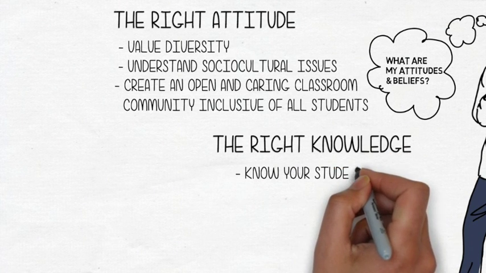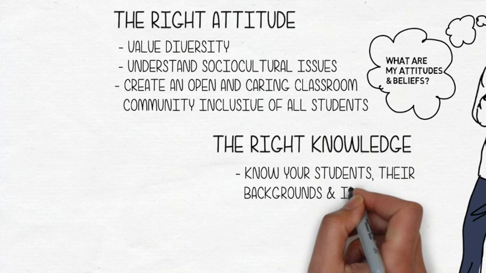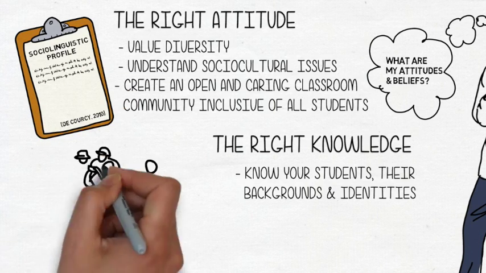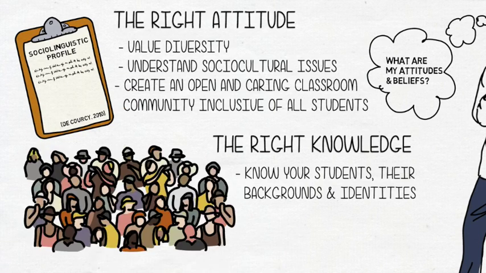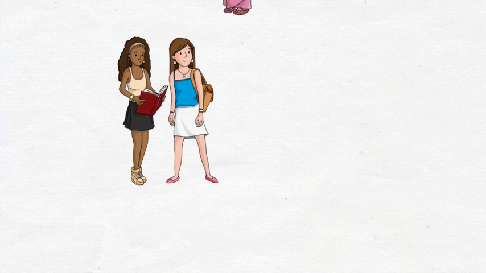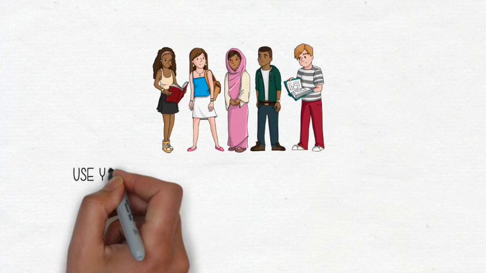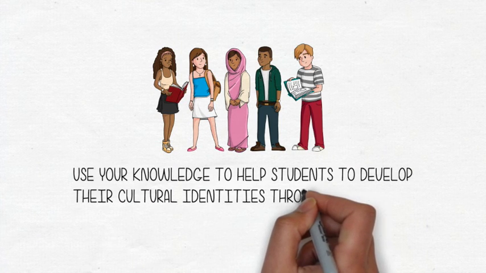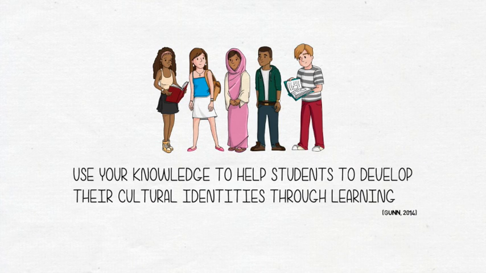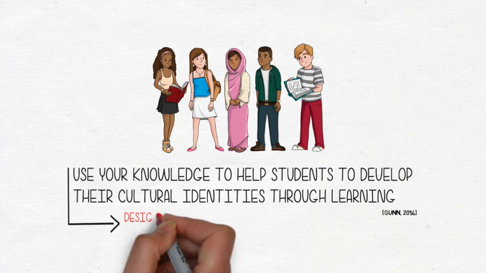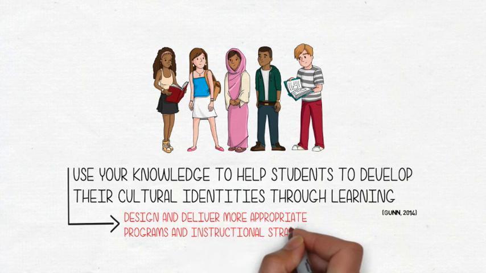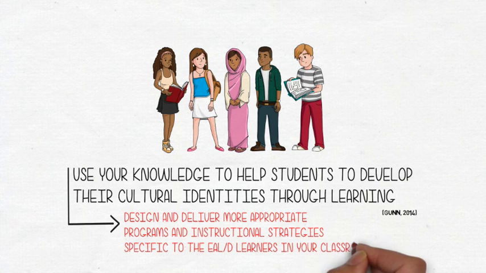You must know your students and have a detailed understanding of their cultural backgrounds and identities. This can be achieved by creating a socio-linguistic profile of your class at the beginning of each year, as well as ensuring that you build relationships with your students. Given the importance of self-concept, particularly in adolescence, teachers must use this knowledge to help students to continue to develop their cultural identities through learning. This can be achieved by designing and delivering more appropriate programs and instructional strategies that are specific to the EAL learners in your classroom and your school.